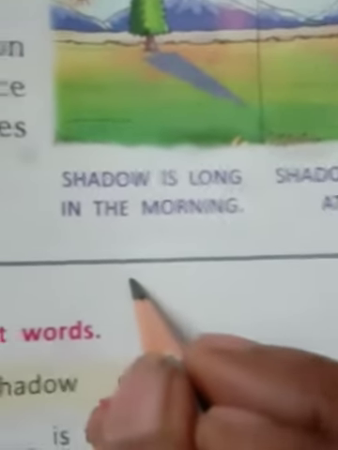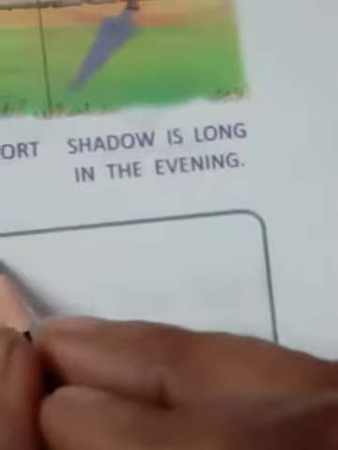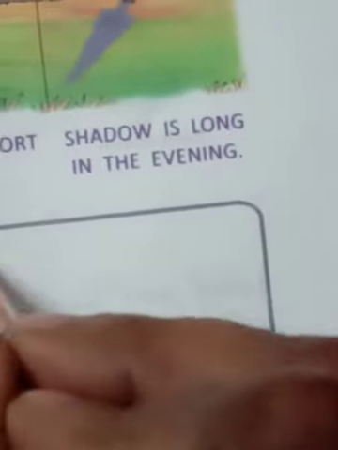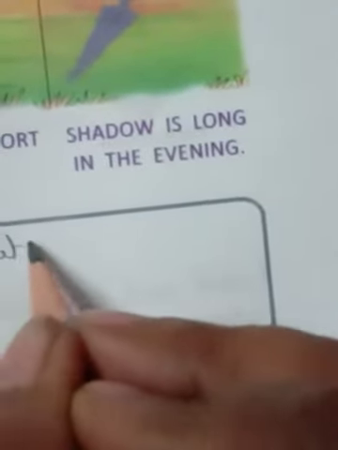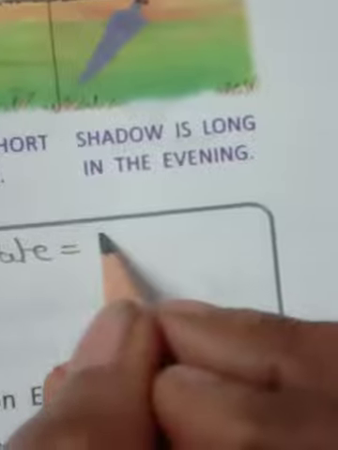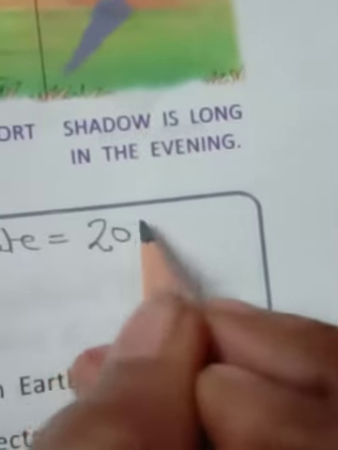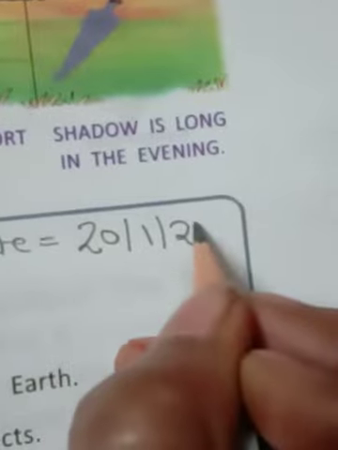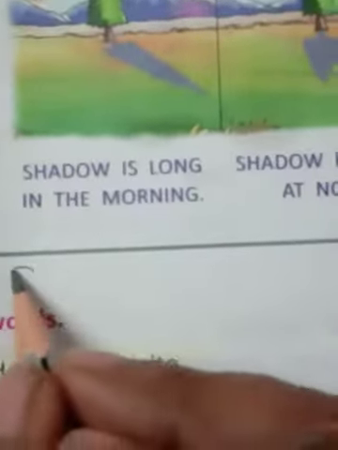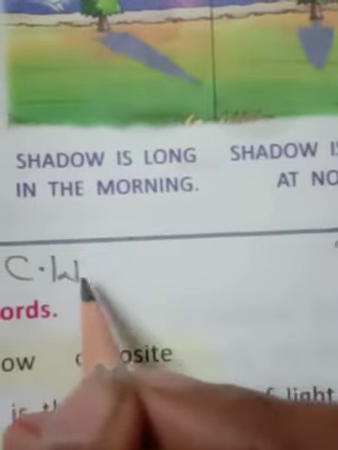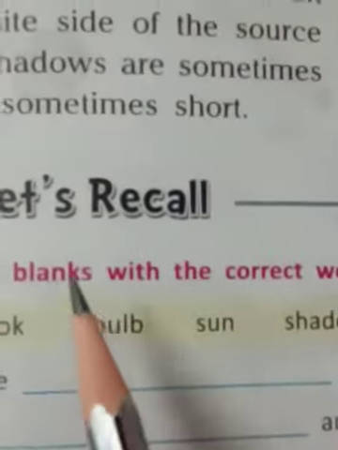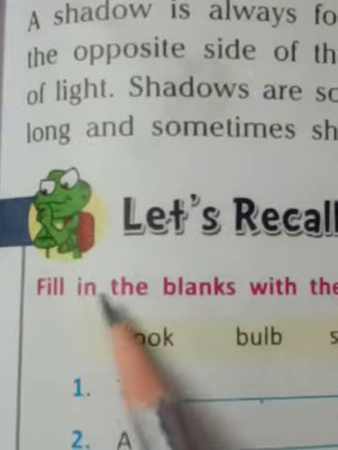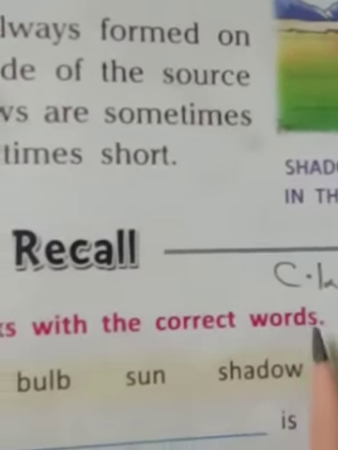First of all, mention the date. Date: 20 January 2021. Okay, now classwork. Fill in the blanks with the correct words.